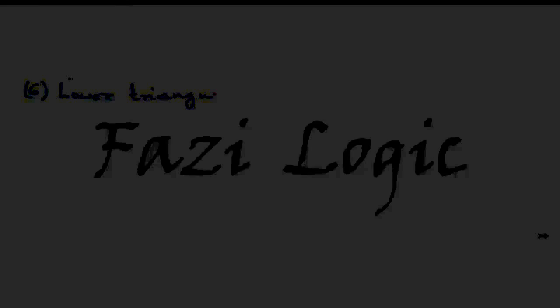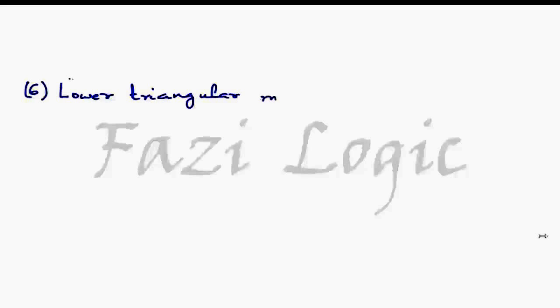Next, lower triangular matrix. A square matrix where Aij equal to 0 for i less than j is defined as a lower triangular matrix. That is, all the entries above the leading diagonal are 0.